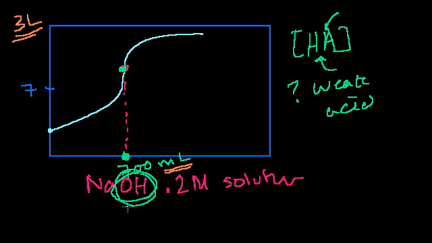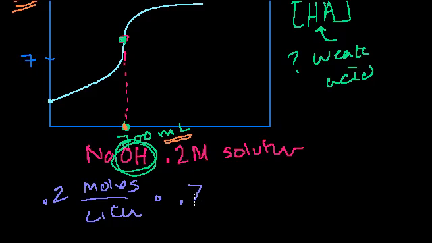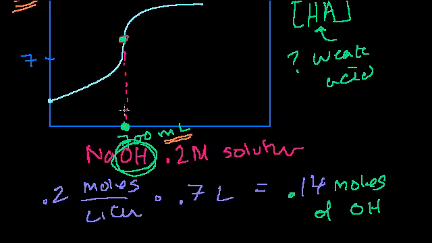So how many moles have we sopped up? Well, how many moles of OH are there in 700 milliliters of our solution? We know that the concentration is 0.2 moles per liter of OH, times 0.7 liters, right? 700 milliliters is 0.7 liters. So how many moles have we added? 2 times 7 is 14, and we have two numbers behind the decimal, so it's 0.14. So 700 milliliters of 0.2 molar sodium hydroxide, or 0.7 liters, gives us 0.14 moles of OH that we put into this solution.